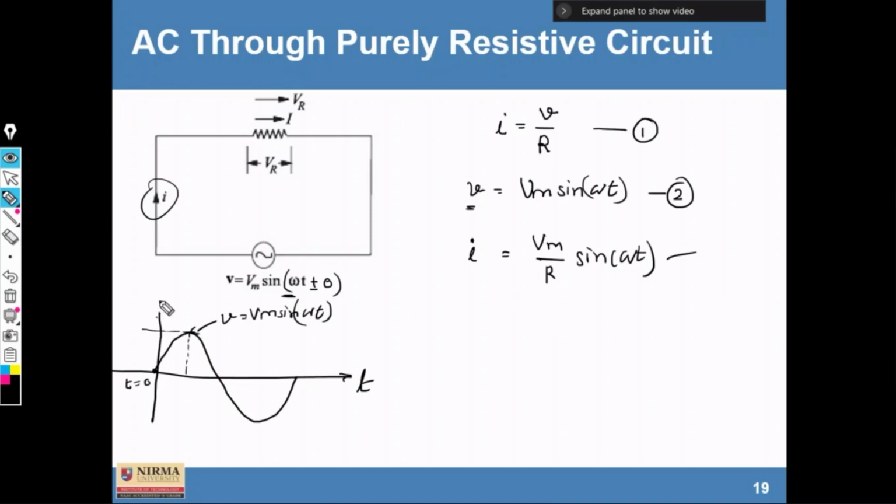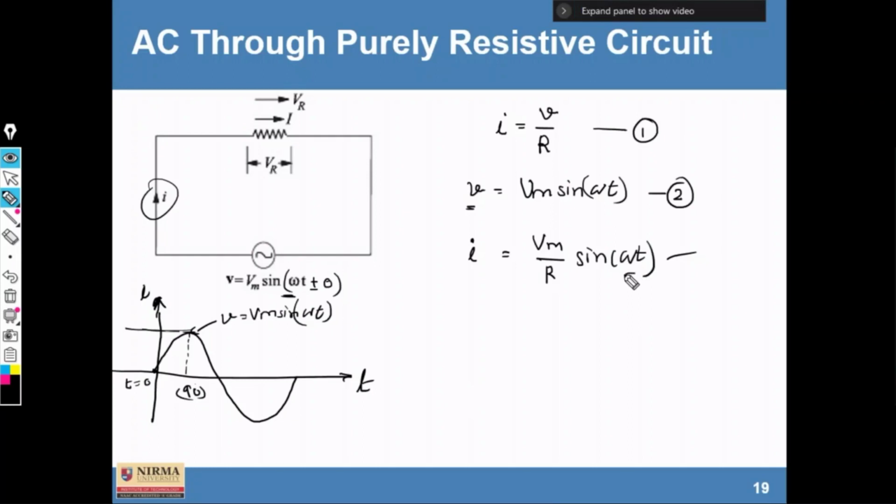Here we can write this is current I and this is the maximum value. So if we want to find out the maximum value of current, the angle of sine would be 90 degrees. So at 90 degrees you will get the maximum value.